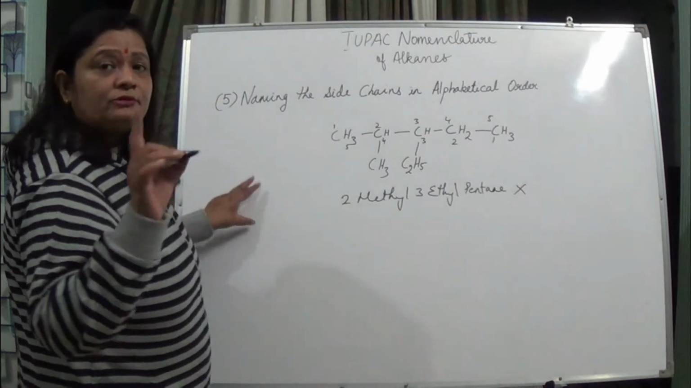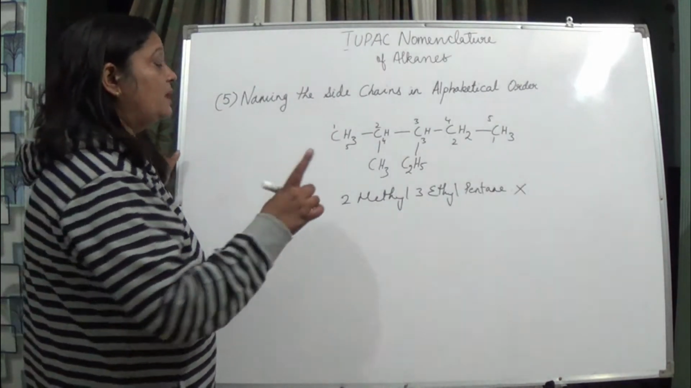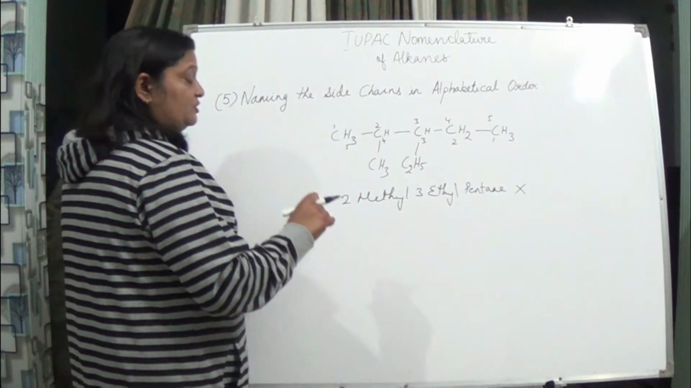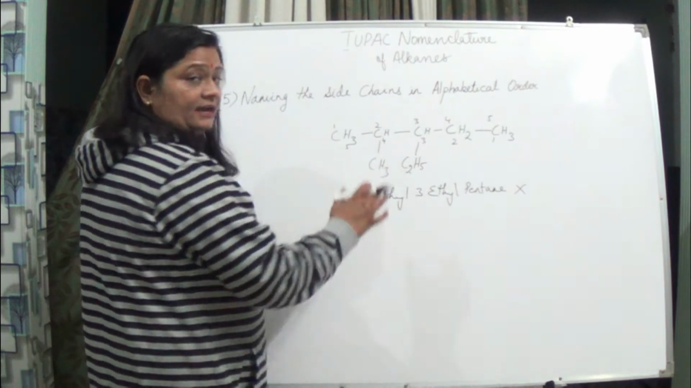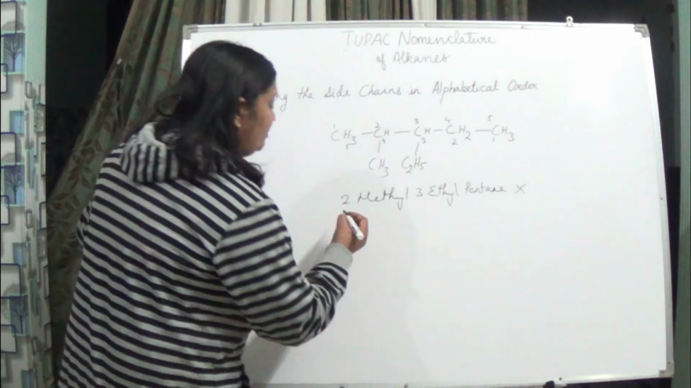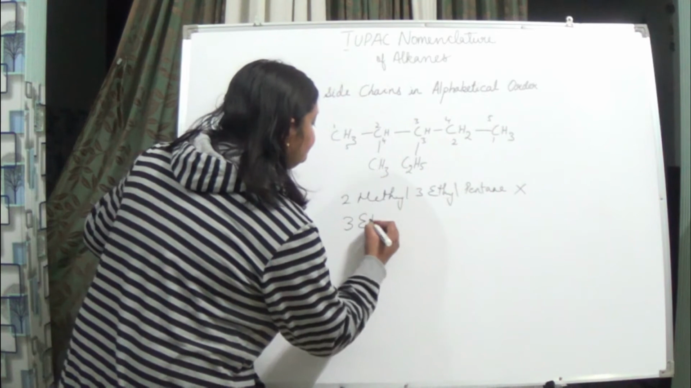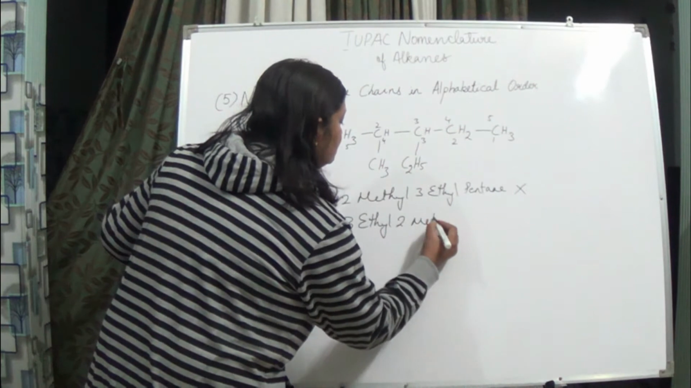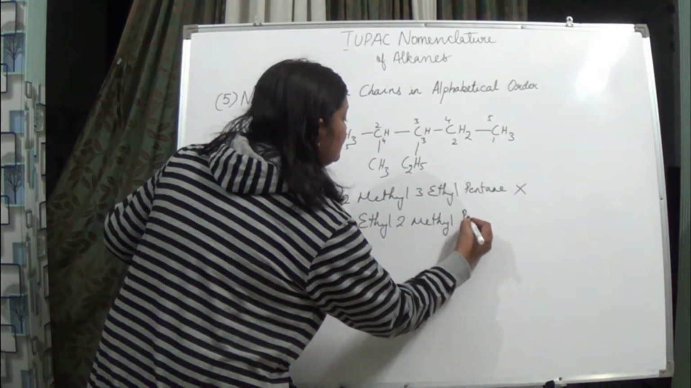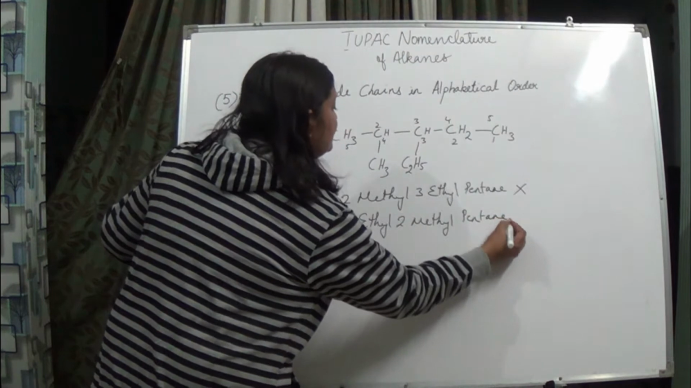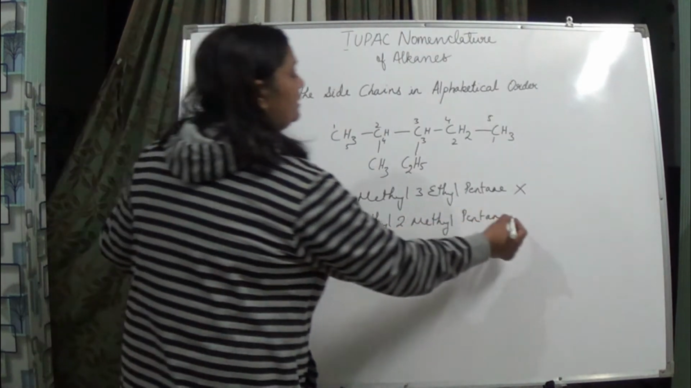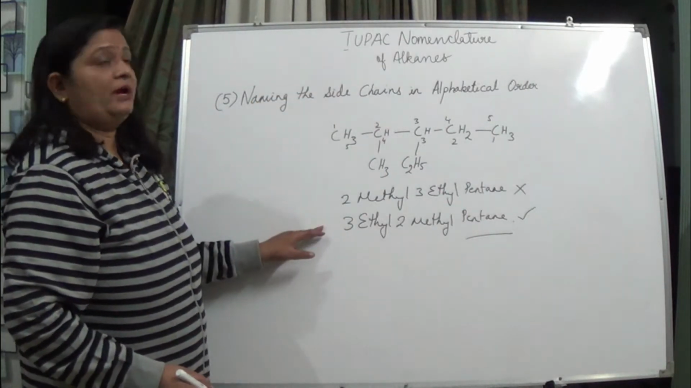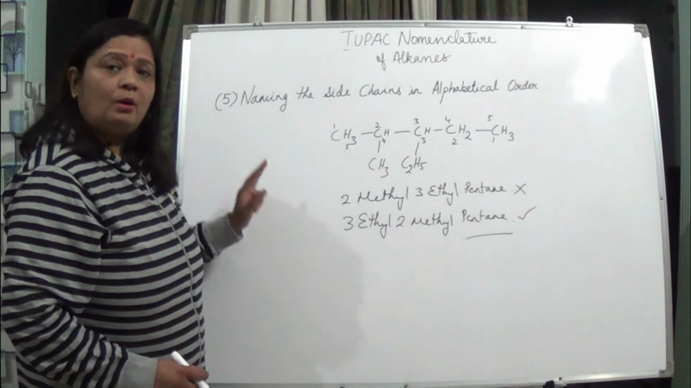We have to take the alphabetical order to write the name. So when we are taking the alphabetical order, naturally ethyl and methyl, E comes before M. So it will be 3 ethyl, 2 methyl, pentane. This is right. So while naming the side chains, we have to write them in alphabetical order.